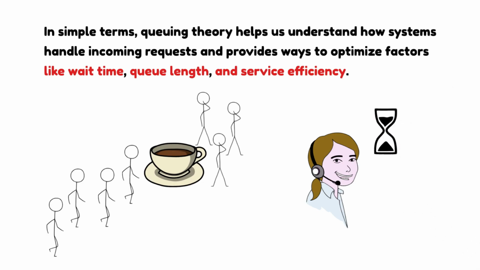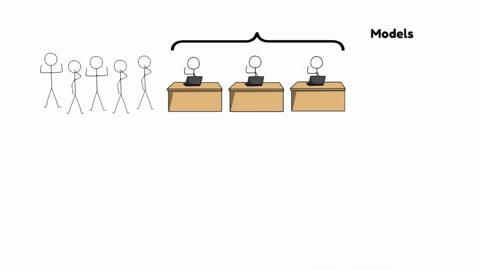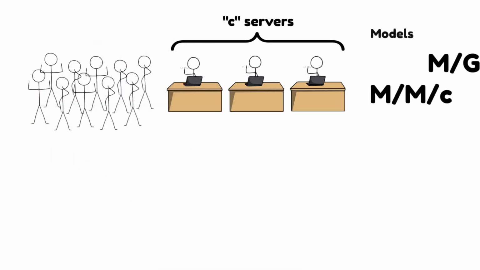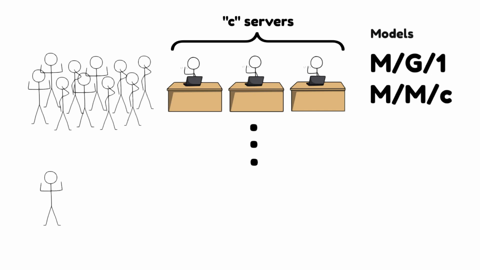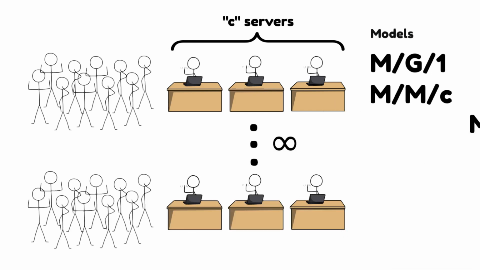Queuing theory comes in various forms, which we refer to as models. These models can vary based on factors such as number of servers, like in the M/M/c model, the randomness in arrival patterns, shown in the M/G/1 model, or even scenarios with an infinite number of servers, offering unlimited service, as in the M/M/infinity model. However, all models start with the most basic model, which will be our main focus in this video, the M/M/1 model.